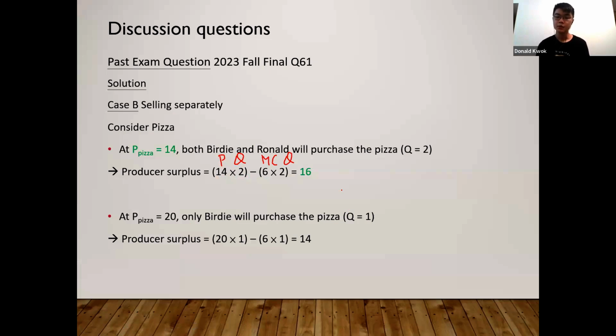At the pizza price of $20, only Birdie will purchase the pizza, which means that the quantity is 1. And we can calculate the corresponding producer surplus is $14. Okay, so this means that if the goods are sold separately, then the pizza price should be $14. How about for soft drinks?